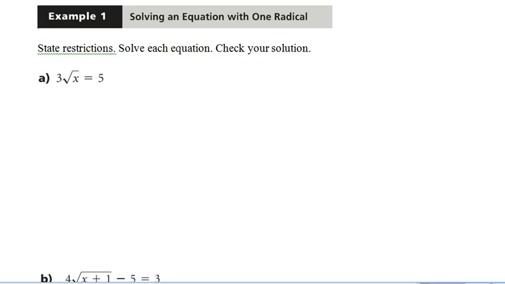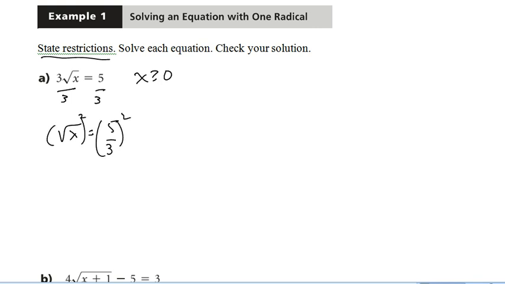Okay, here's our first example with an actual radical equation. First thing we always have to do is state restrictions. So in this case, x is going to have to be greater than or equal to 0. Now, same as usual, just divide both sides by 3. So I get root x equals 5 over 3. To get rid of the square root, I'm going to have to square both sides. So x is going to equal 25 over 9.